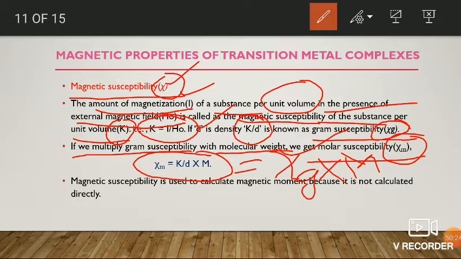Here the magnetic susceptibility is generally used to calculate the magnetic moment of the substance. What is the use of magnetic susceptibility? Generally, it is used to find out the magnetic moment value of the substance, because we can't calculate the magnetic moment of a particular substance directly from experimental data. So, by calculating magnetic susceptibility experimentally, we can calculate the magnetic moment using the chi value.